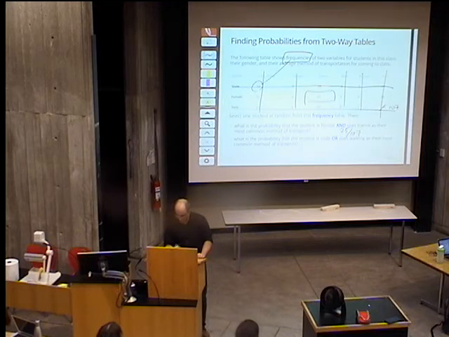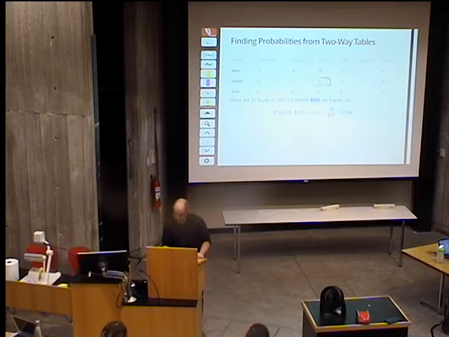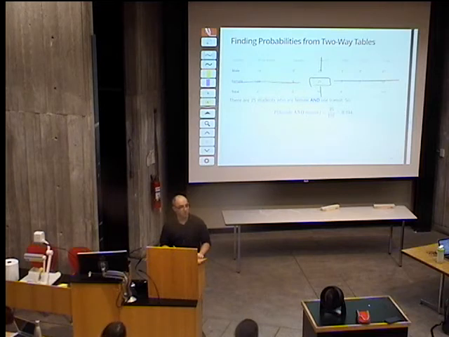In the next slide, I'm going to go into that in more detail. So here is 25 students who are female and transit. So we've got the transit and the female. And so we have 25 over 107, which is 0.234.